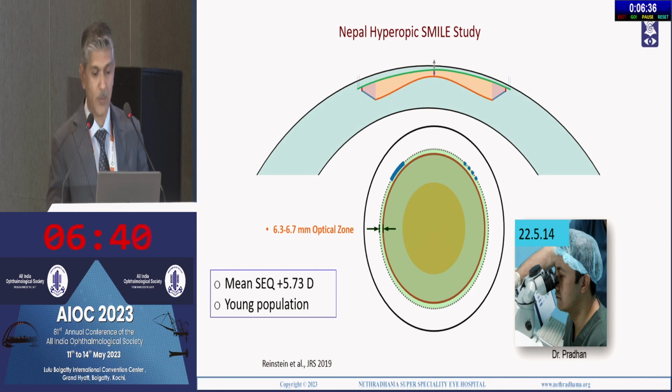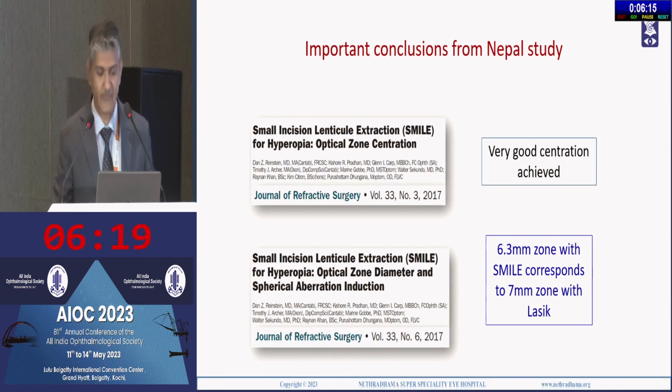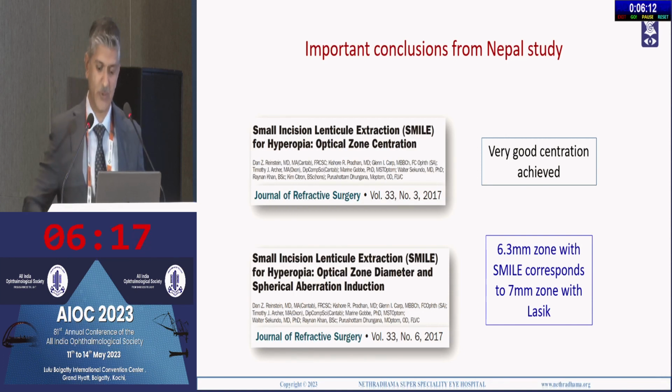The Nepal hyperopic smile study, which used larger optical zones and transition zones, used an average of 6.5 millimeters zone, and they treated a mean spherical equivalent of plus 5.73, which is fairly moderate to high hyperopia, and it was a younger population. They published their results in the Journal of Refractive Surgery, which showed that they achieved good centration, and a 6.3 mm zone with SMILE corresponds to a 7 mm zone with LASIK. So you get relatively larger zones with hyperopic SMILE than LASIK, and so better stability.